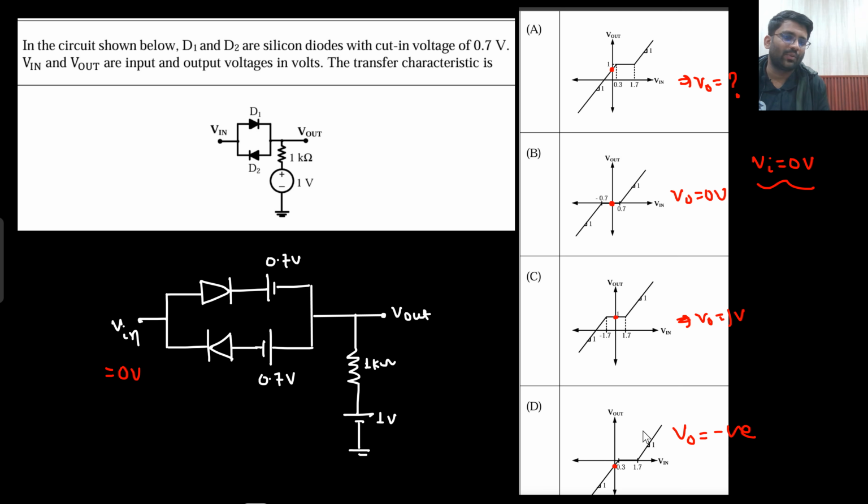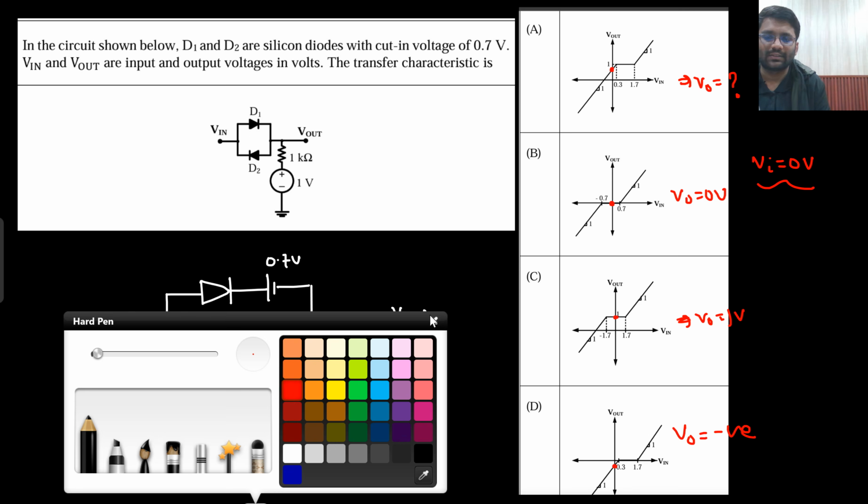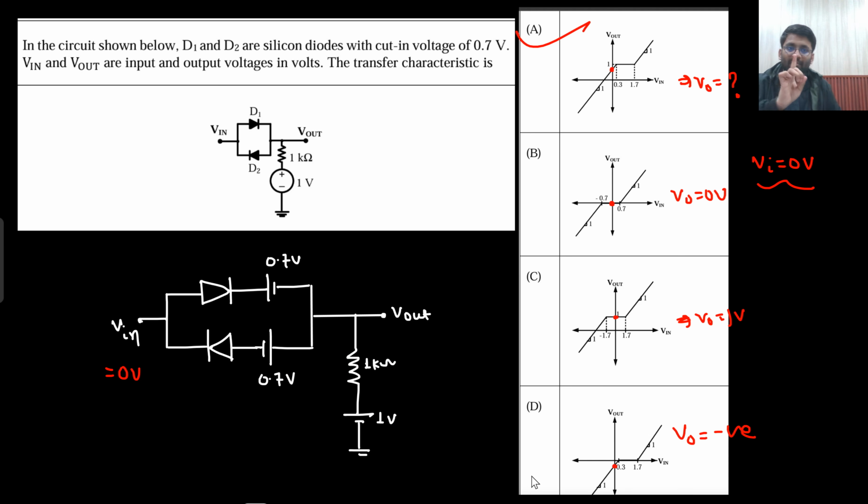In which of the options can you get 0.7 volt? 0 volt wrong, 1 volt wrong, some negative value wrong. What does that mean? Answer is A. So in the examination, in maximum 2 minutes, I will be able to solve this question. 20 seconds I will take to read the question. Then what would I see? Diode is there. Vin equals 0 volt.